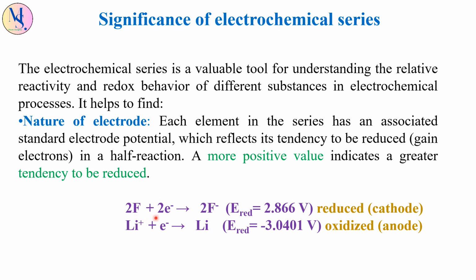For example, the fluorine which is at the end of series, its reduction potential is highest. It means that this species is reducible, so it may act as cathode, while the lithium which is given at the top of series, its reduction potential is negative. It means that this species is oxidizable and it can function as anode. So with the help of the value of this reduction potential given in the electrochemical series, we can tell the nature of electrode, that is either it may act as cathode or anode.